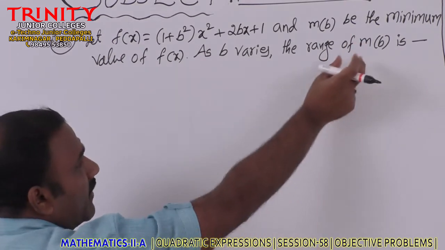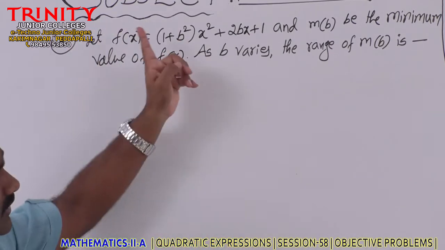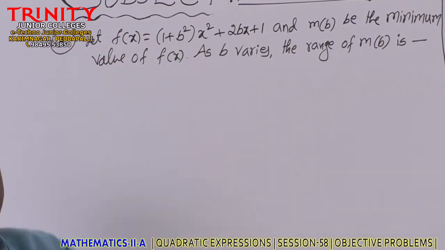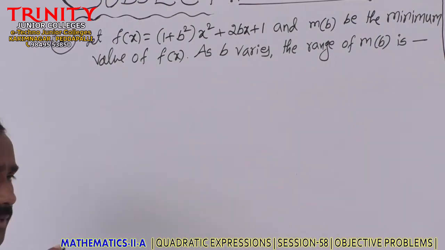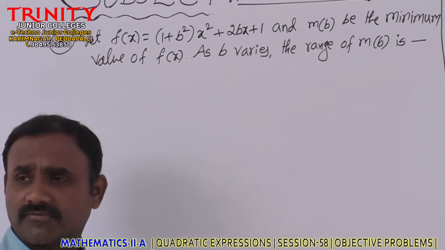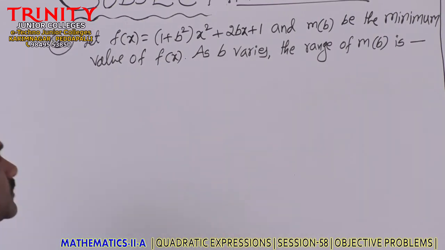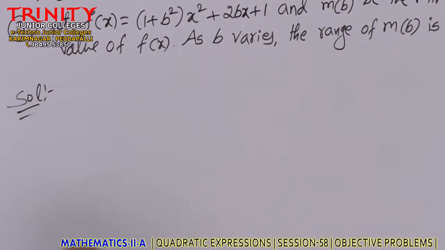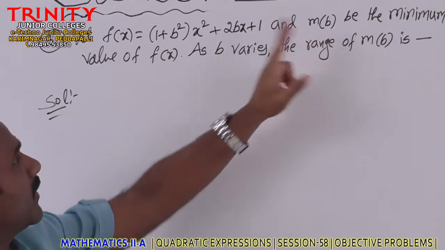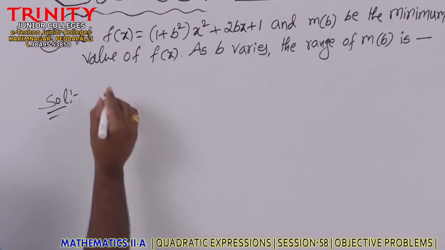You are saying that m of b is the minimum value of this one. Then what is the range of m of b? What is the range of f of x? We did problems for the range of a function. Here, instead of f of x, he was asking m of b. First you have to calculate the minimum value of f of x. What is the minimum value of this function f of x?